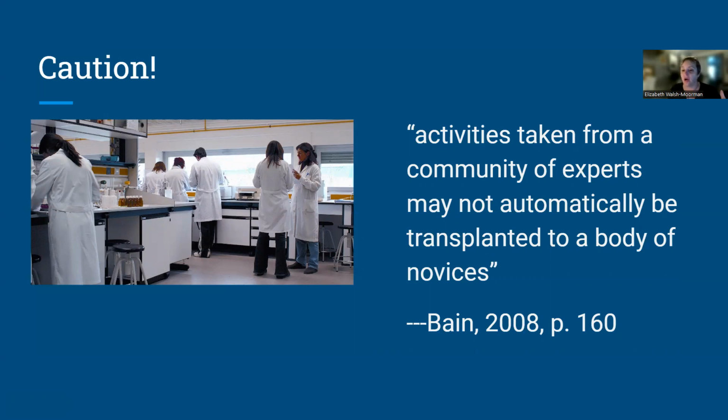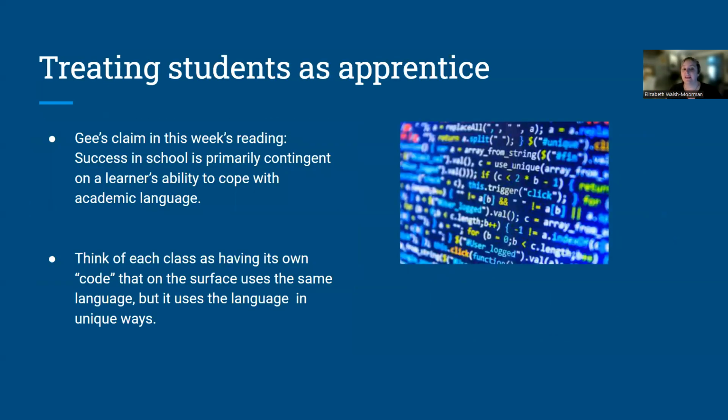That's where your DBQs come in, things like that. So we find ways to give them practice as apprentices. So when we think about treating students as apprentices, we want to think about what that means. And so in your reading for this week, Guy claims that success in school is primarily contingent on a learner's ability to cope with academic language.